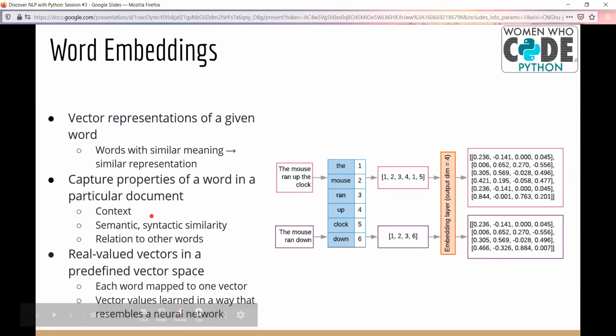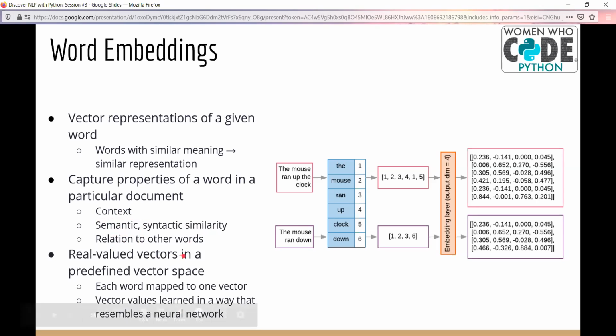So we capture the properties of a word in a particular document. In this case, we consider the context, the semantic and syntactic similarity, and the relation to other words. In the previous techniques, we were not considering the structure at all, and in some techniques we were considering the structure, but we were not taking into consideration both the semantic and syntactic similarity. But in this case, we are going to take all of them into consideration and then form the vectors. So we talk about the context, we talk about the similarities, and we also talk about how those are related with other words.